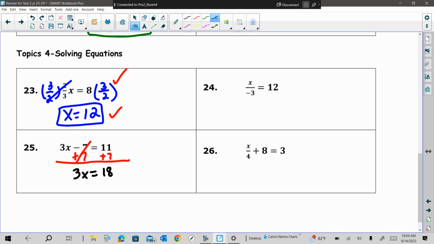Now, how do I solve this? Yeah, divide both sides by 3. So I see that. That cancels out the coefficient. X equals 6. And then we're going to box that answer. So I'm checking that you undo the constant and you undo the coefficient. And then you get the right answer.